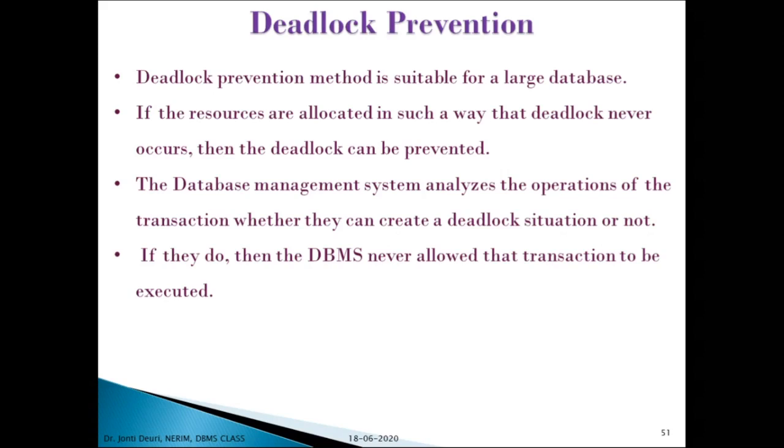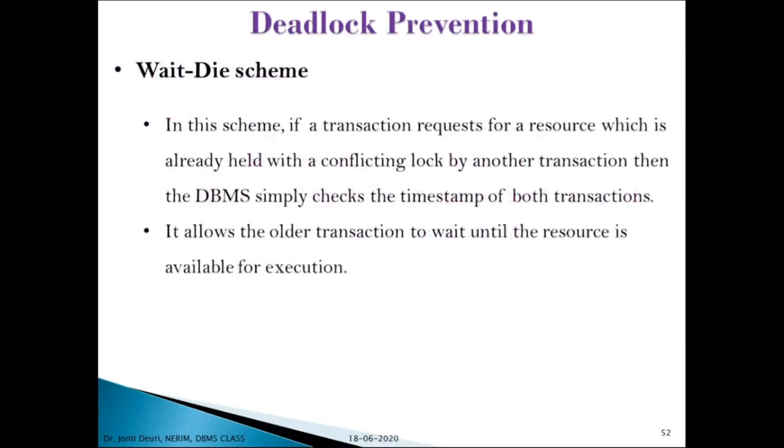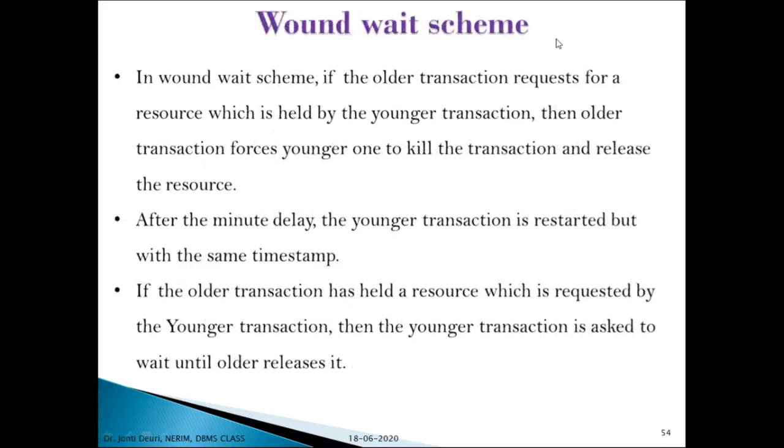If they do, then the database never allows that transaction to be executed. So when they detect it, they can first check whether there is a situation where they can prevent the database deadlock, and then execute it. If there is no chance to prevent it, then it is better not to execute that transaction, right? So for deadlock prevention, there are different schemes, like the wait-die scheme, and another one, the wound-wait scheme.